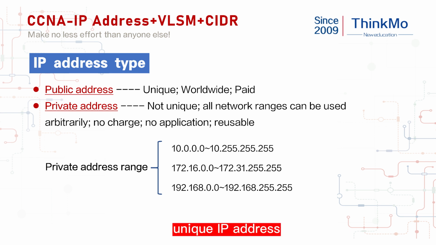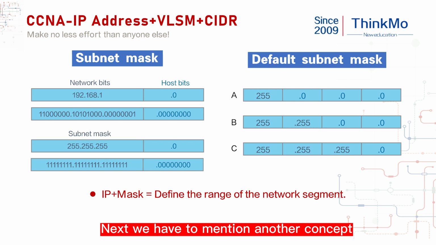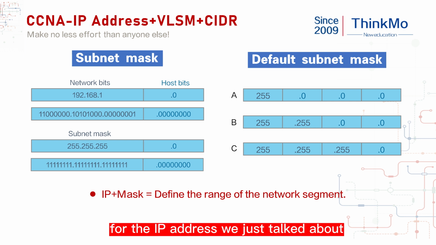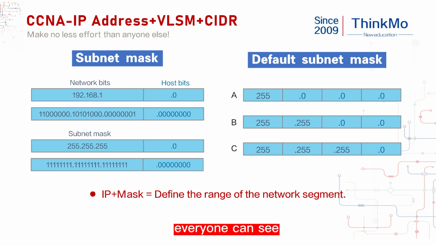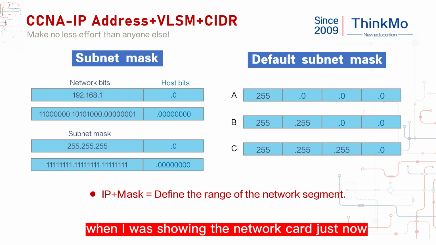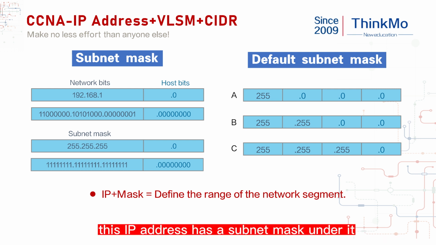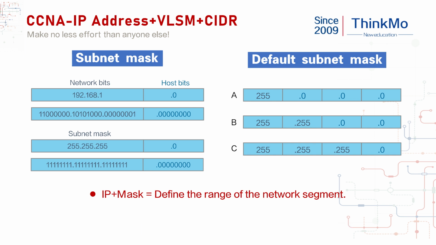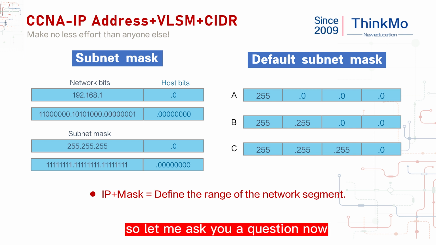Unique IP address. Next we have to mention another concept: the subnet mask. The IP address we just talked about is followed by a subnet mask. Why is there such a suffix? Everyone can see, when I was showing the network card just now, this IP address has a subnet mask under it. There is a correspondence between them. Let's see how they look first. The first thing to discover is that they seem to be similar. Both are dotted decimal.